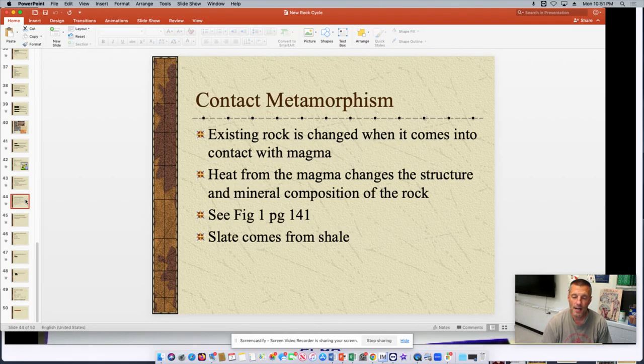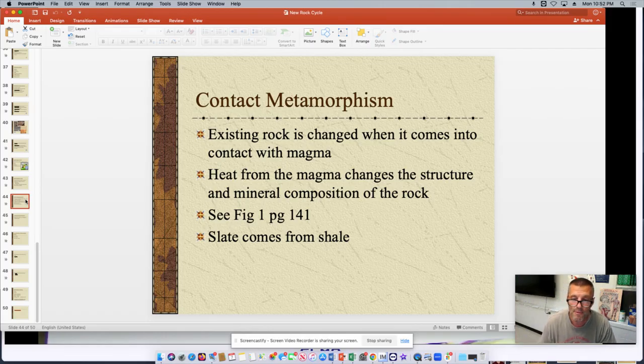Okay, so the first one is contact metamorphism. And contact metamorphism means just what it says. It actually touches the hot liquid rock or magma. I'm going to let you write there for a moment while I look up a picture of what contact metamorphism means. So we're talking about the part of the rock that didn't actually melt, but it got very hot by being near melted rock. And if that's the case, it's going to cause changes.